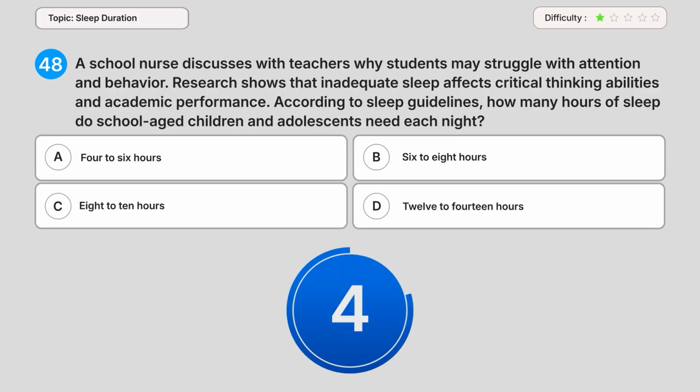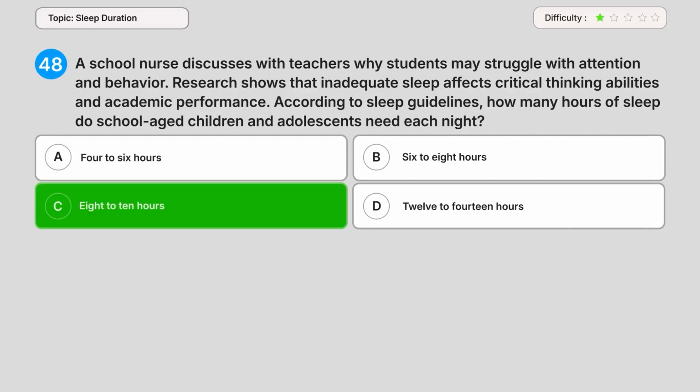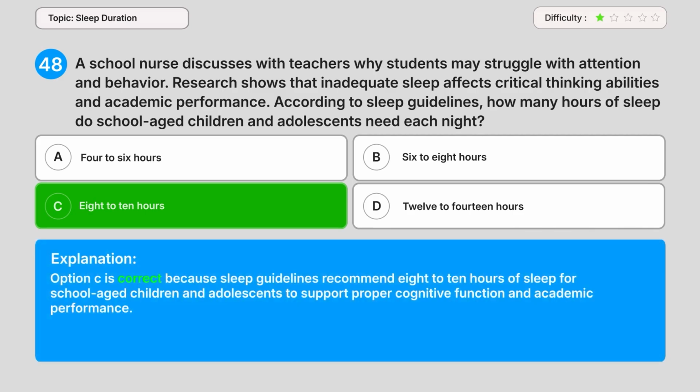Do you know the answer? Correct answer, C. 8 to 10 hours. Explanation. Option C is correct because sleep guidelines recommend 8 to 10 hours of sleep for school-aged children and adolescents to support proper cognitive function and academic performance.